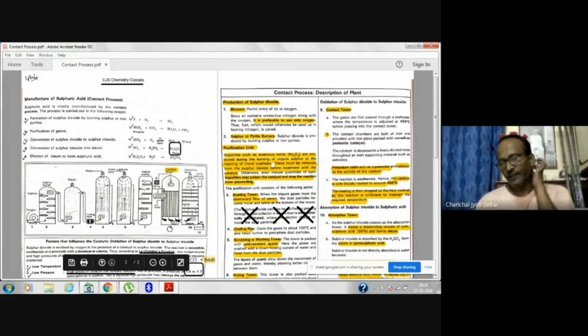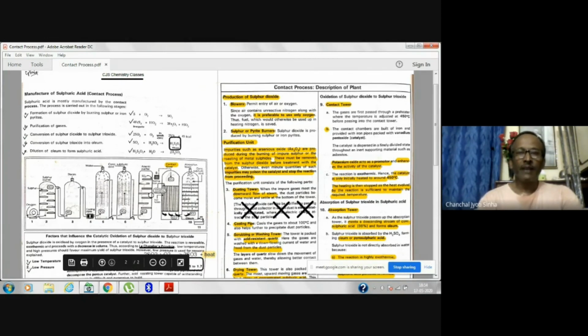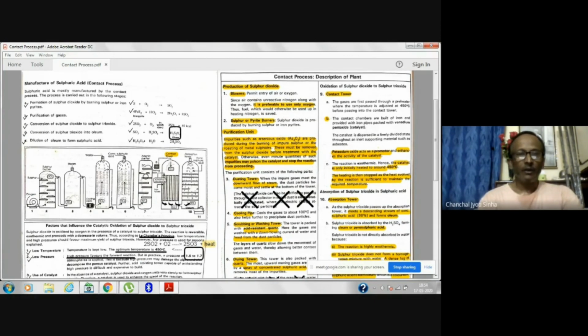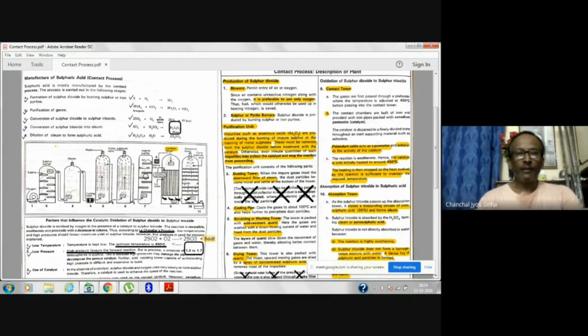Now, this is very important as far as board questions are concerned, because 3 to 4 marks of questions may come from this topic. Okay, I hope I have discussed the process meticulously.